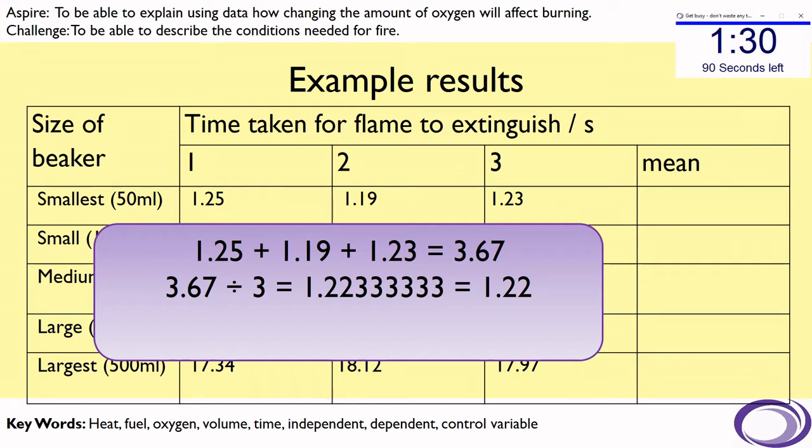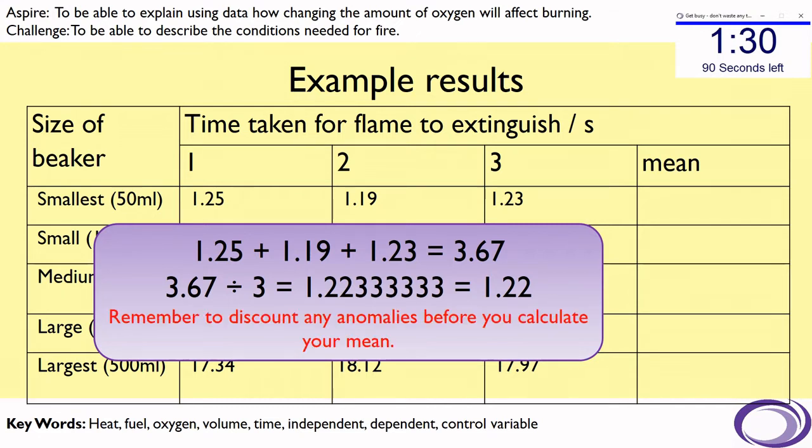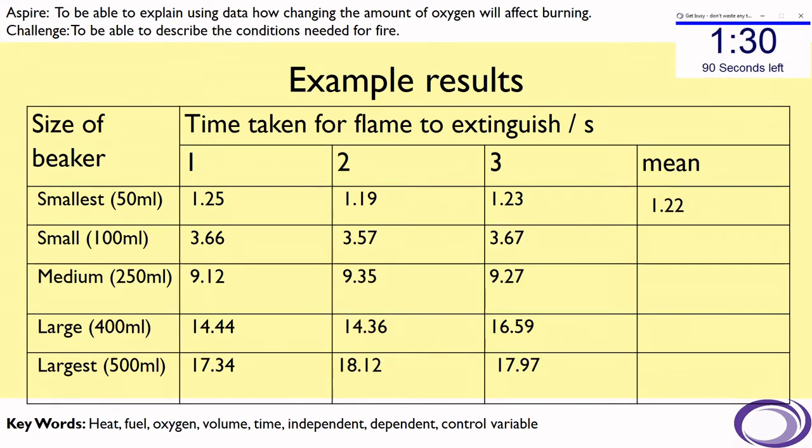Now, there was no anomalous results in these 3 repeats, but if you do get any anomalies, do not include them in your mean. There is one in the table. You would then just calculate the mean of the other 2 measurements. So I'm going to give you some time now to calculate those means.